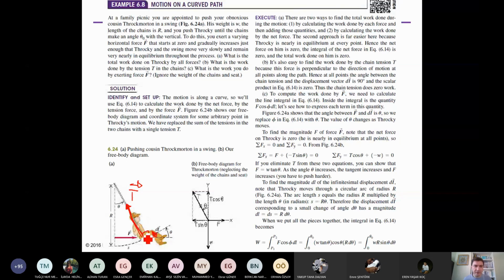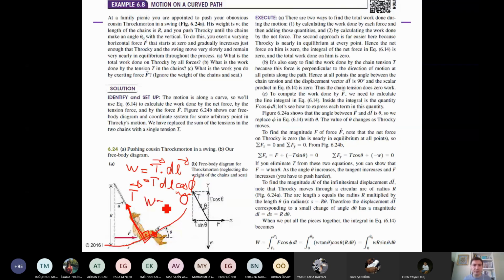For any time, this displacement and tension force are perpendicular to each other. So work done by tension force is T times dl, or T dl cosine theta, or cosine phi, let's say. Since they are always perpendicular to each other along this circular path, and cosine 90 is zero, the work done by the tension force will be zero. Okay, this was the answer to the second question.